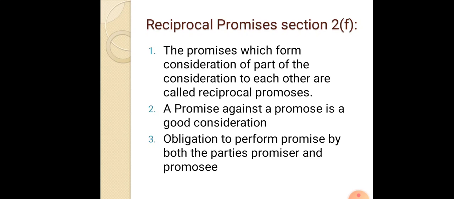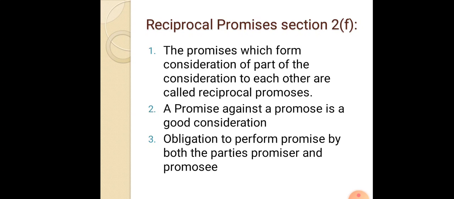For example, A and B promised to marry each other. These are reciprocal promises. A's promise is a consideration for B's promise, and B's promise is a consideration for A's promise. So here a promise against a promise is a good consideration.